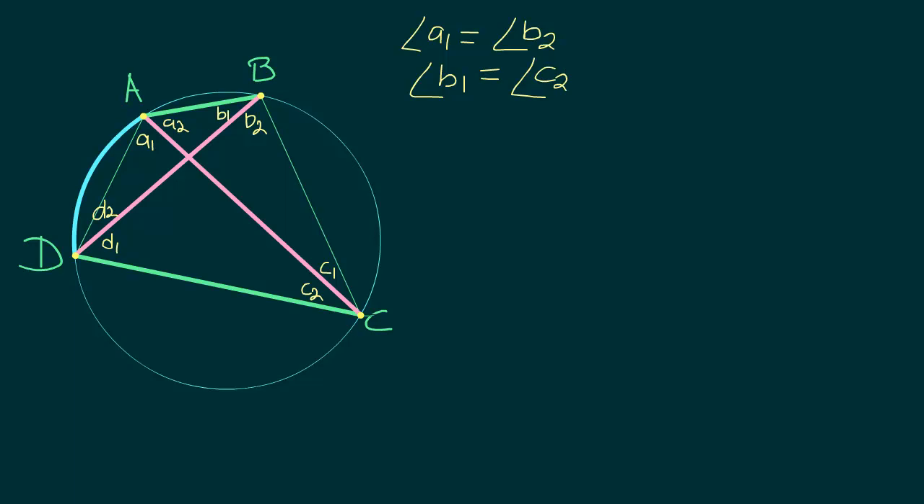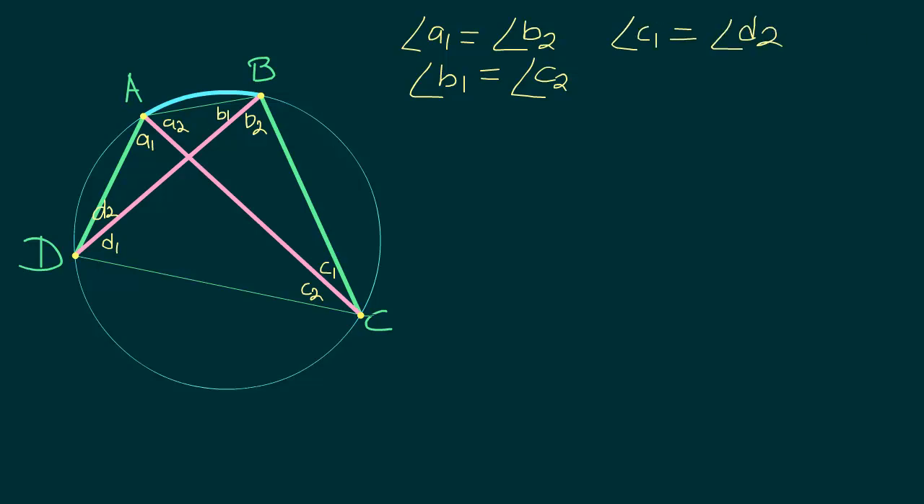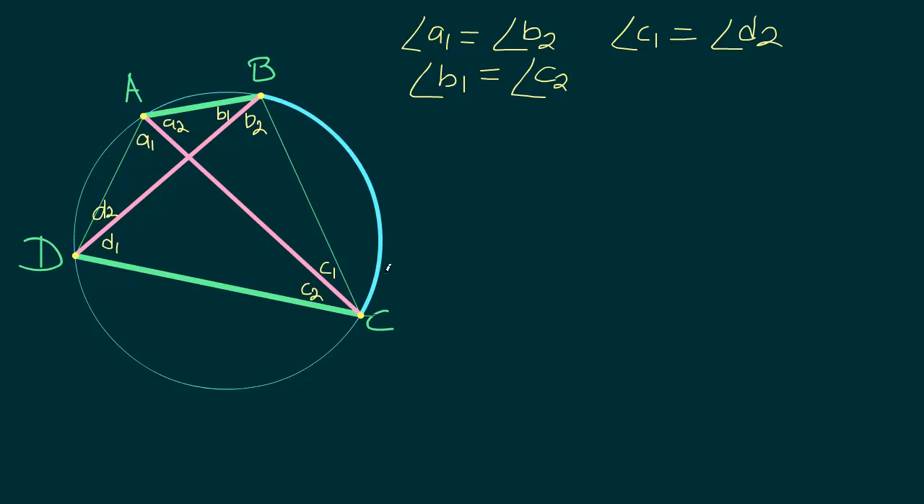Now, if we were to focus on arc, let's say AB next, so we can say that angle C1 should be equal to angle D2. So let's write it over here. Angle C1 should be equal to angle D2. And finally, let's take a look at our arc BC. So angle D1 should be equal to angle A2. So we have gotten these 4 relationships.